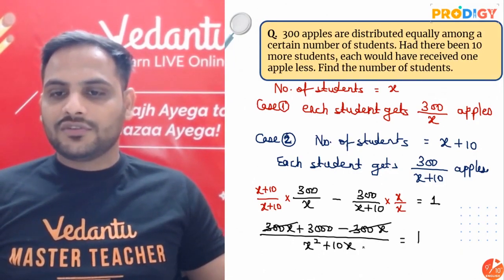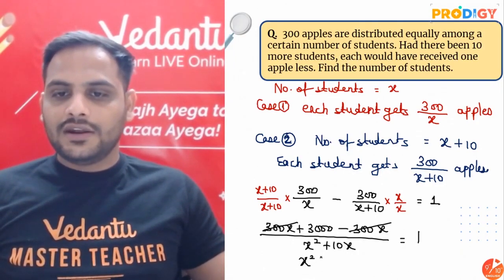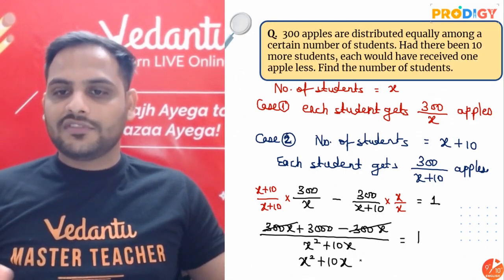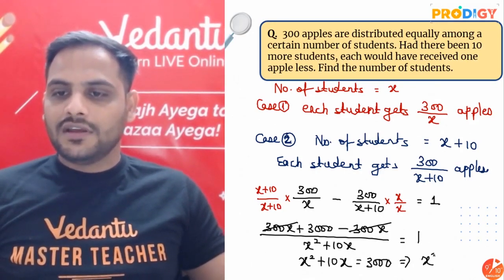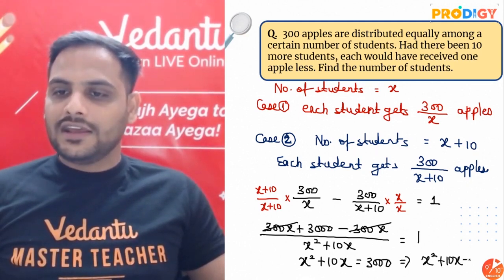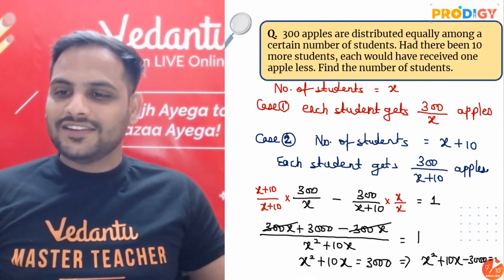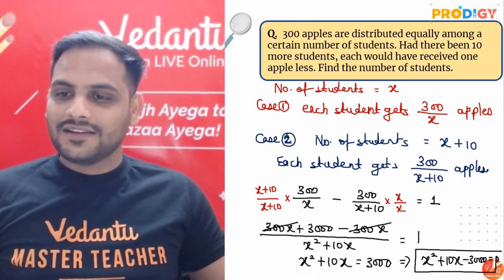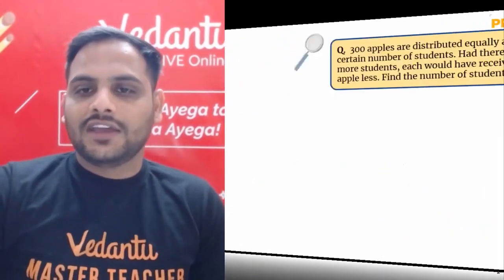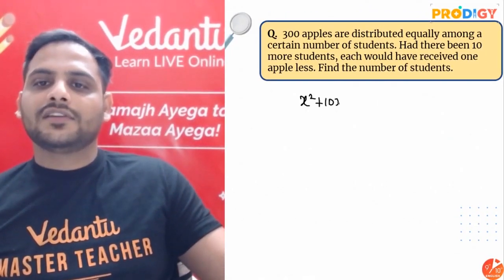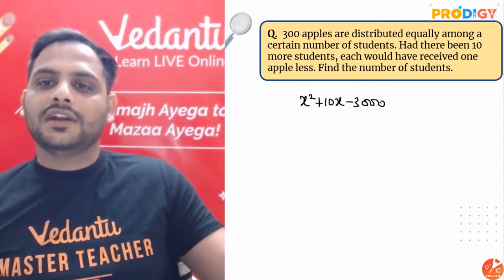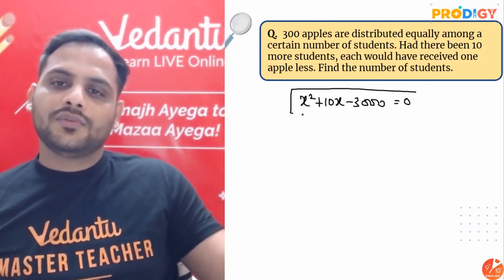Shift x square plus 10x over there. So x square plus 10x into 1 is x square plus 10x, equal to 3000. So finally my equation will be x square plus 10x minus 3000 is equal to 0. This will be my quadratic equation.